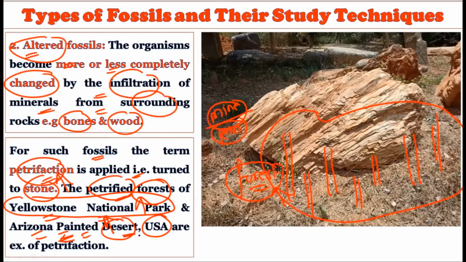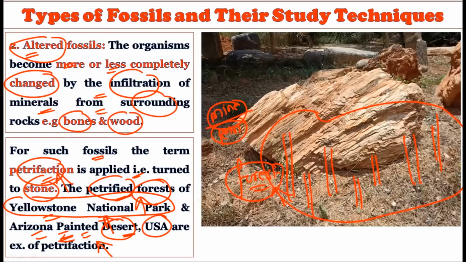The Arizona Painted Desert is as well an example of petrification, in which whatever the earlier life was there on the Mother Earth, it got suddenly buried, and now we have found these forests, and these forests have been converted completely into stones, or they got mineralized, in simple words. So mineralization is there, petrification is there, and these petrified and mineralized types of fossils we find today on the Mother Earth, right? So all these kinds of fossils will come under the altered fossil.